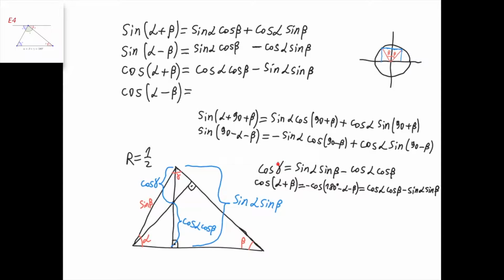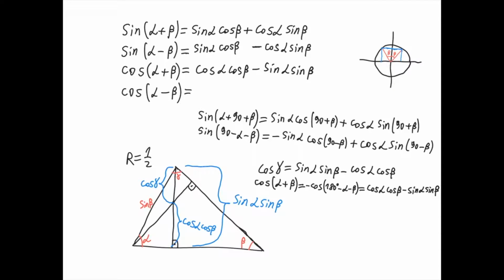But we know that gamma equals 180 minus alpha minus beta. And so cosine of gamma equals cosine of 180 minus alpha minus beta. Cosine of alpha plus beta, we know it equals minus cosine of 180 minus alpha minus beta. And then this here is the same as minus cosine of gamma. And so it must equal the negative of this expression, which is cosine alpha cosine beta minus sine alpha sine beta. And therefore, cosine of alpha plus beta equals cosine alpha cosine beta minus sine alpha sine beta, which is exactly the same as we got here.